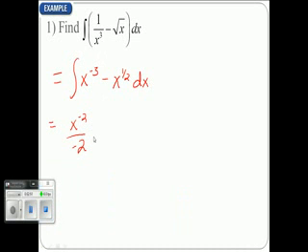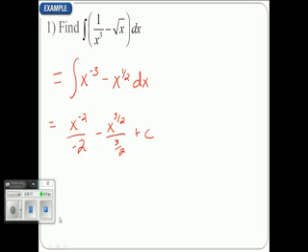Then the integral of x to the negative third is, the rule is that you're going to add 1 to that exponent and divide by that new exponent. So negative 3 plus 1 is -2, and then divide by that new exponent of -2. Same rule here. You're going to add 1 to the exponent of 1/2. You're going to get 3/2, and then you'll divide by that new exponent 3/2, and then you're going to add on the constant of integration.